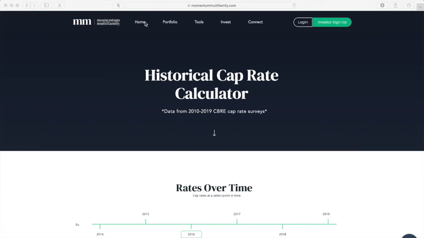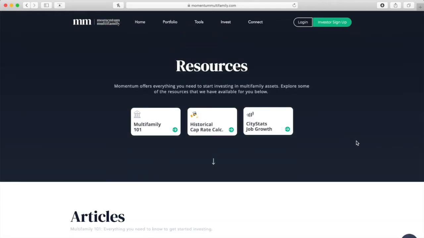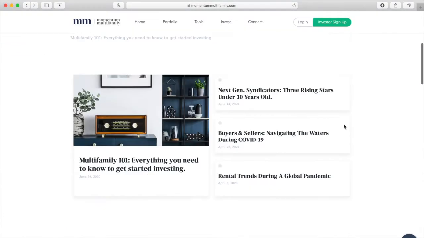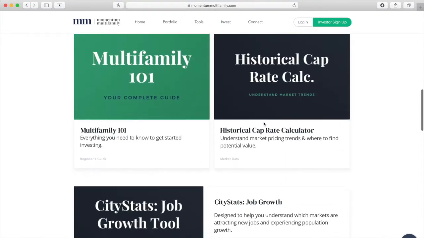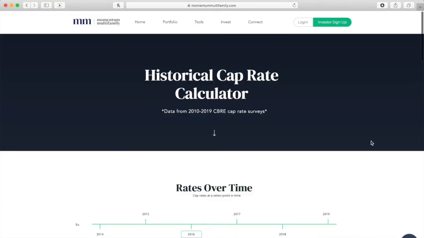Now, real quick, I want to show you how to get here. If you're on our homepage at momentummultifamily.com, all you need to do is go to Tools and Resources. Click on the Resources tab. That'll take you here. And as you can see, we've got a button right here, the Historical Cap Rate Calculator. Now you can click this, or you can scroll down, and we've got the Historical Cap Rate Calculator here in our toolkit as well that you can click on.